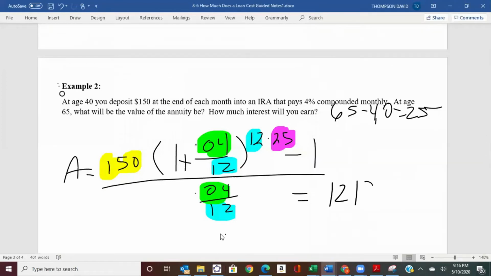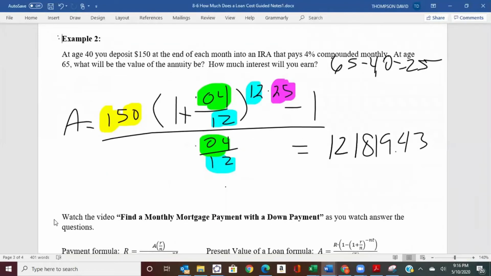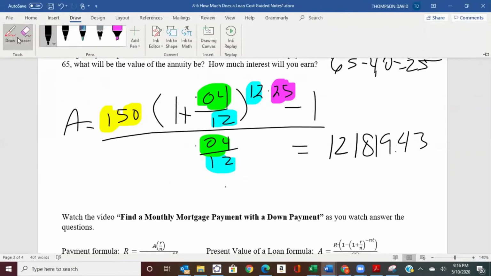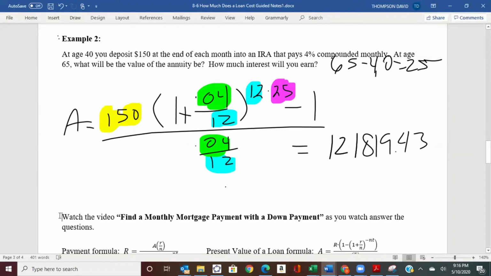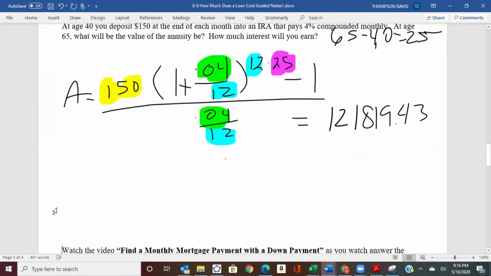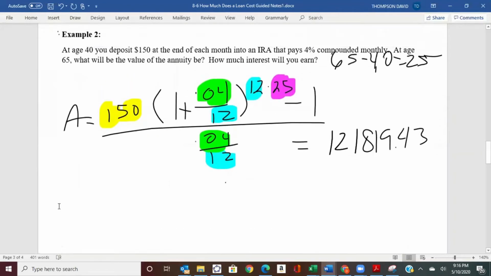21,819.43. So that's the value in 25 years. Now we want to know how much interest I made on this investment. So to figure that out, I'm going to first figure out how much I put into my investment.